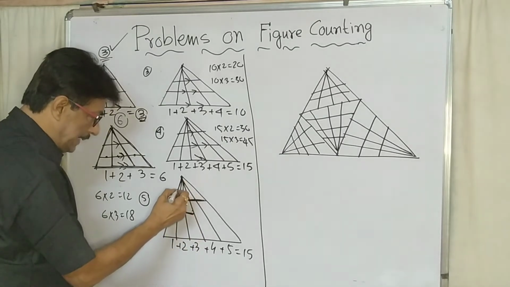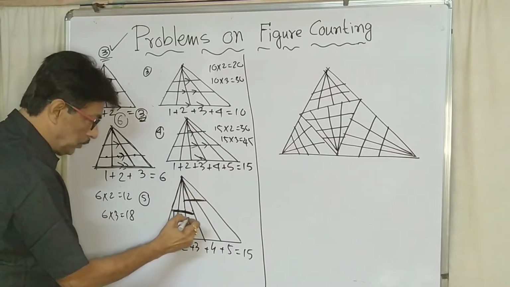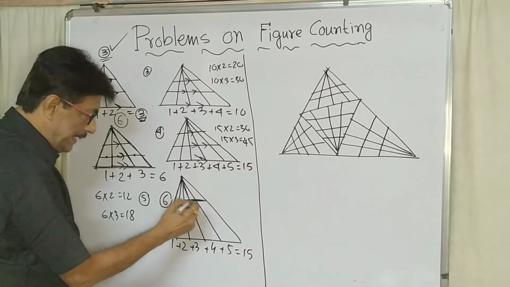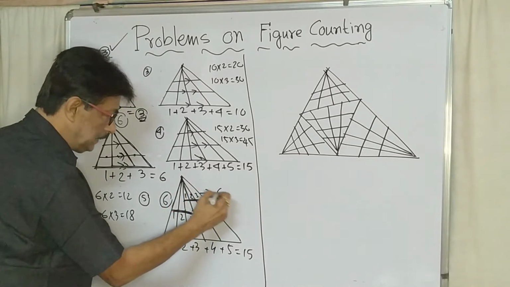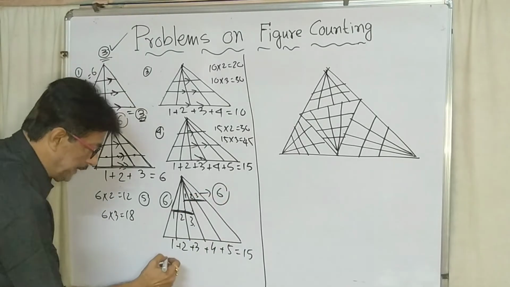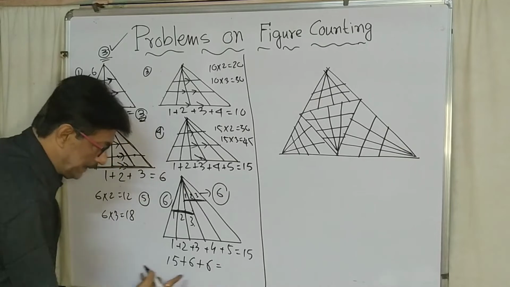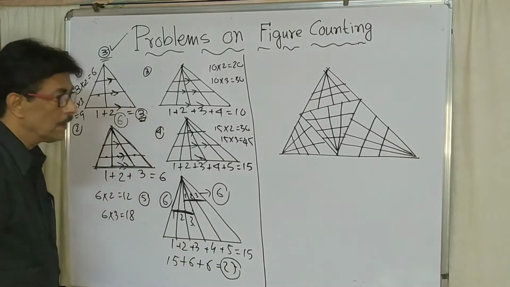If I take these triangles, this is 1, then 2, then 3. The total is 6 triangles. If I take this 1, 2 and 3, the total is 6 triangles. Then the total number of triangles will be 15 plus 6 plus 6. Your result is 27 triangles in the figure.